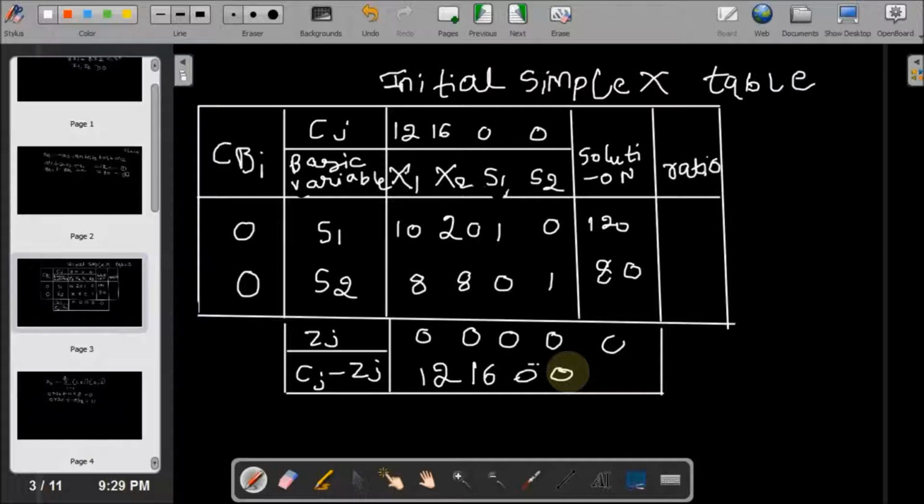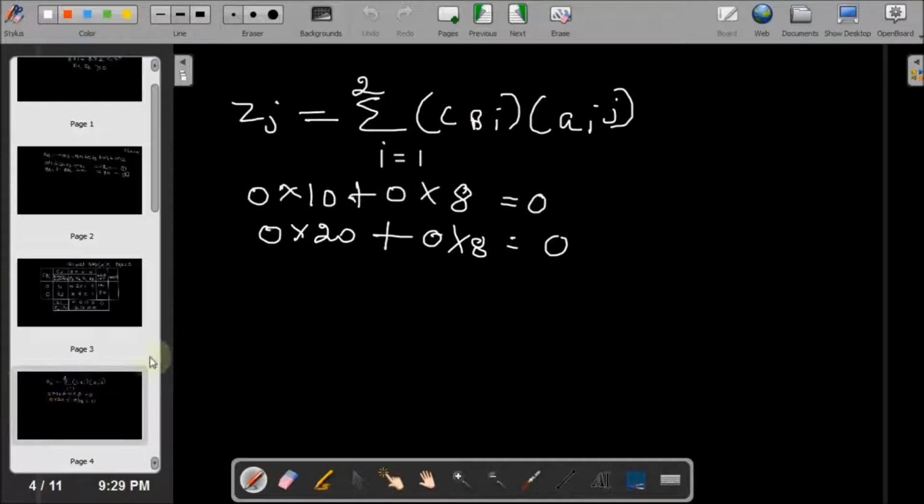12, 16, 0, 0. These are my cj minus zj values. But now you have to check for optimality. What is optimality? There are two conditions to check optimality. Listen to this carefully.